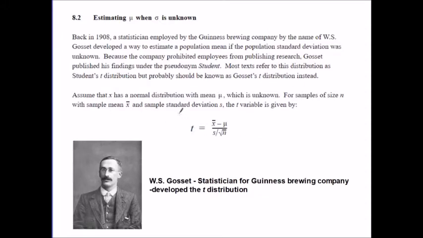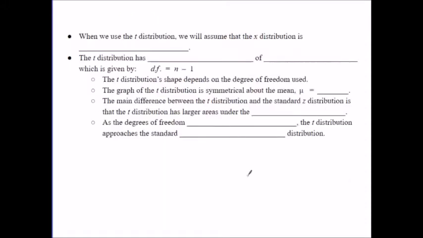So it starts with this equation, which says to assume that x has a normal distribution with mean mu, which is unknown, for samples of size n with a sample mean of x bar and sample standard deviation s. The t variable is given by all of this. And here's a picture of W.S. Gossett. He's the one who came up with it. So when we use the t distribution, we will assume that the x distribution is normal.